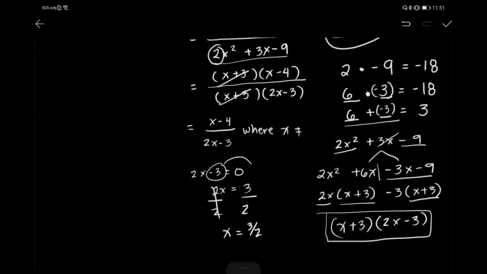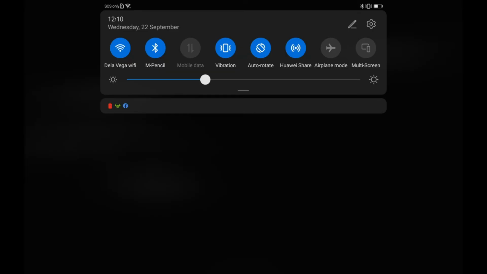So here, our restriction: the x value must not equal 3 halves. Because if the value of our x becomes 3 halves, the denominator will become equal to 0. And if our denominator becomes 0, the result will be undefined. So we have here the restriction: the value of our x must not equal 3 halves. So this will be our final answer.